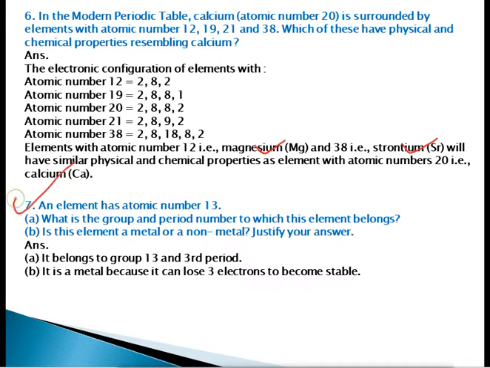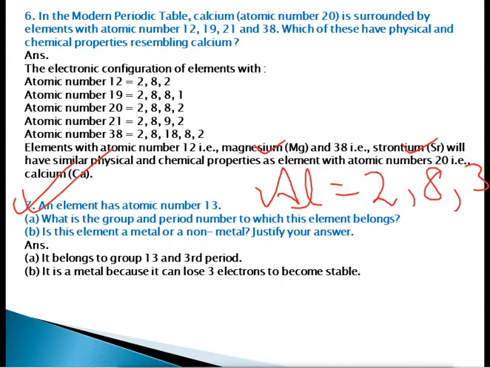Now come to question number 7. An element has atomic number 13. Can you tell me which element has atomic number 13? It's aluminium. Its electronic configuration is 2, 8, 3, with 3 electrons in the outermost shell. Now what is the group and period number to which this element belongs?